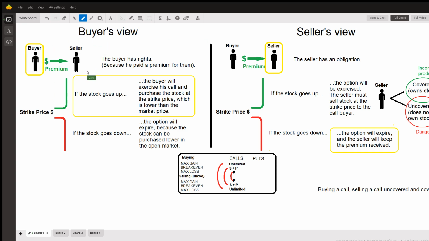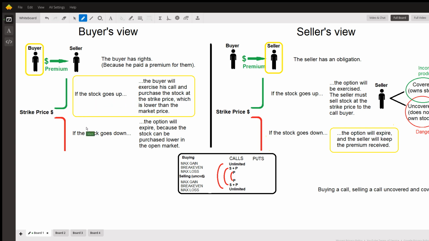So let's go look at the buyer's view again. Now, 2 things can happen after this buyer purchases the contract. Either the stock is going to go up or the stock's going to go down or stay the same. Now, optimistically, let's say the stock goes up. Let's say the strike price is 50, the stock flies up to 90. Now, obviously, the buyer is going to exercise the call. He's going to purchase the stock at the strike price of 50 because it's lower than the market price. If the stock goes up, it's going to be exercised. Call up.